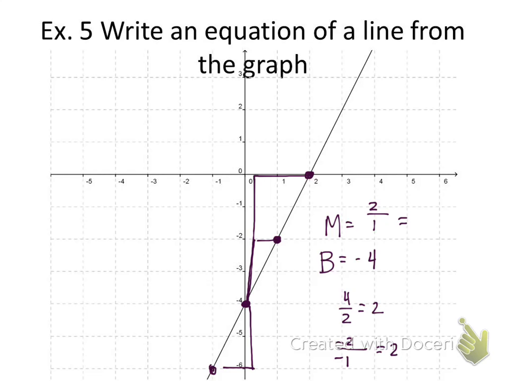So does everybody see how it does not matter from which point you go to the next point, you should always get the same slope. So what I would do now is write my equation in slope-intercept form, which is y equals 2x minus 4.